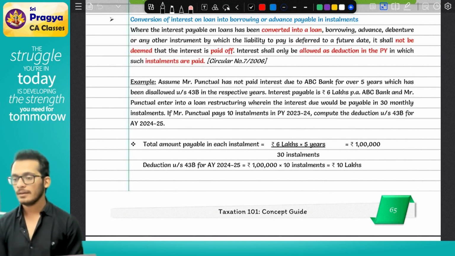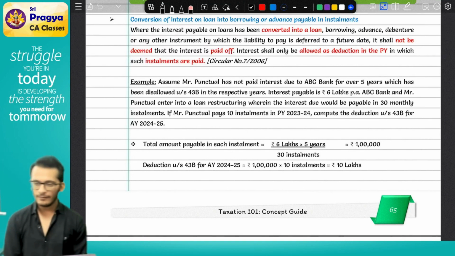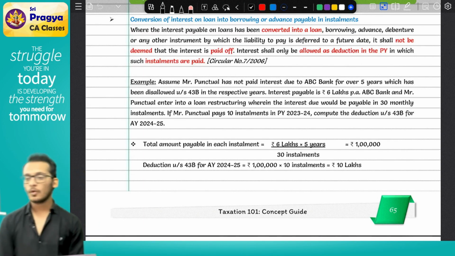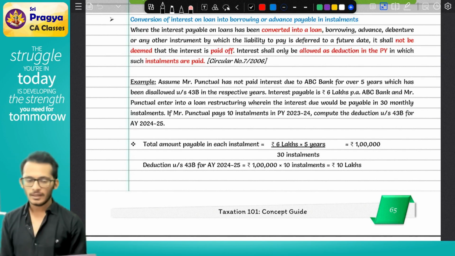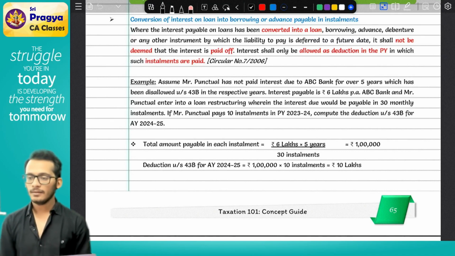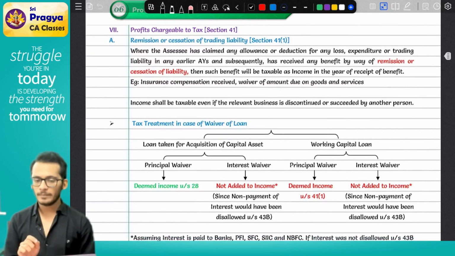Clear? Yes. So the provisions are saying, if you are converting your interest into loan, I will allow the deduction of the interest only in the year in which you pay the converted loan. In the current year, since I only paid 10 lakhs, I am only getting a deduction of 10 lakhs. Clear? Yes. Perfect. This marks the end of your PGBP chapter.